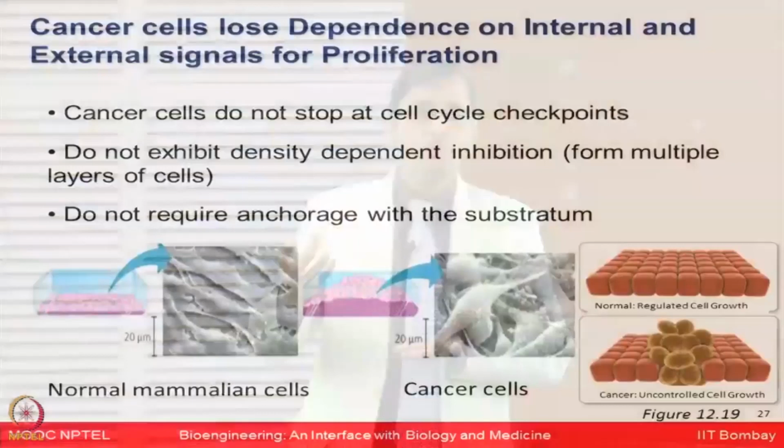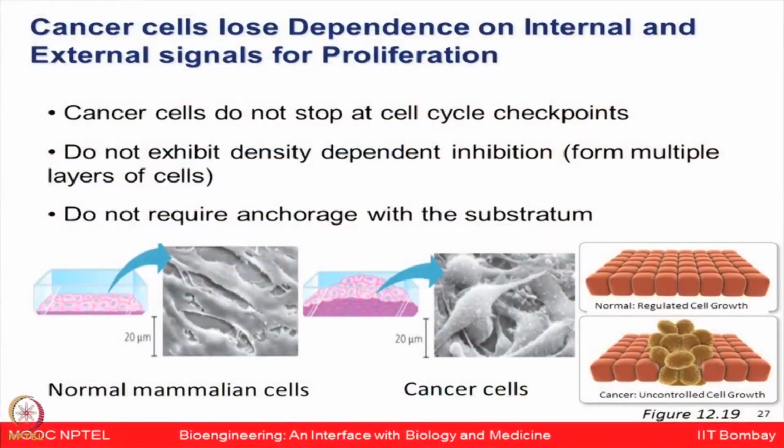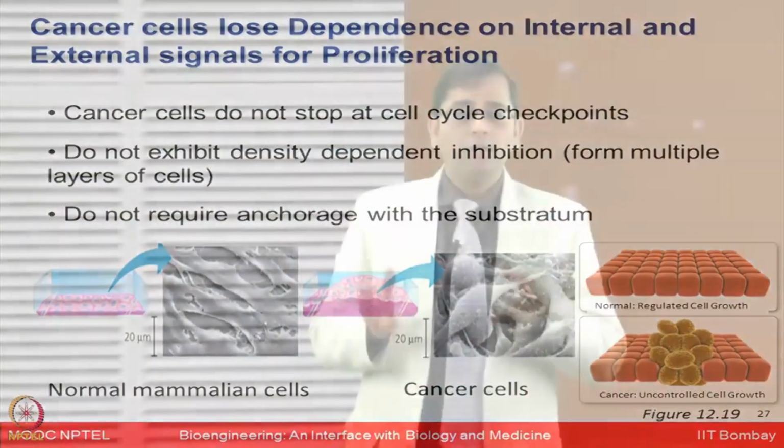They will not exhibit any kind of density dependent inhibition, and therefore they will form a lump, the tumor mass, with multiple layers of cells. They do not require anchorage to a specific substrate to get attached, and therefore they can grow happily in any environment. They are uncontrolled in growth. They are not obeying the cell cycle checkpoints. So in some way they are not at all following the normal cell cycle rules.